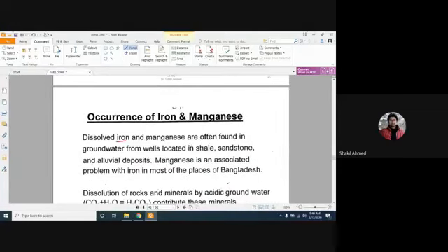Dissolved iron and manganese are often found in groundwater from wells located in shale, sandstone, and alluvial deposits. Manganese is an associated problem with iron in most of the places of Bangladesh. So you need to know this. In most of the places of Bangladesh, this is a big problem.